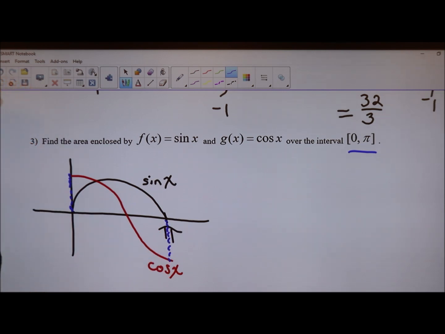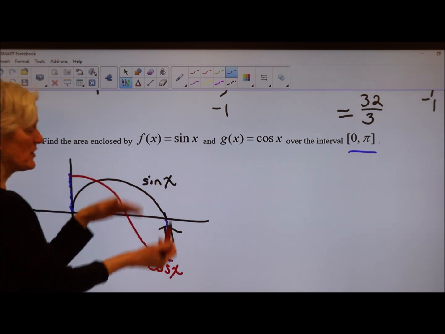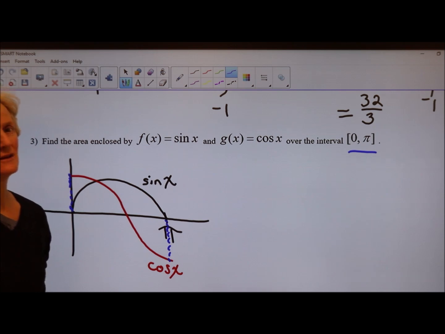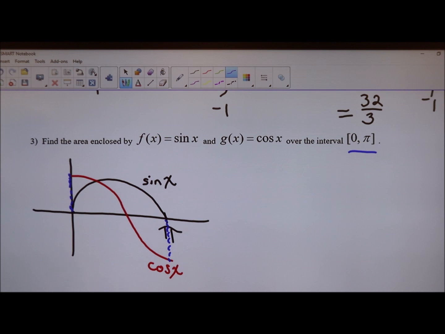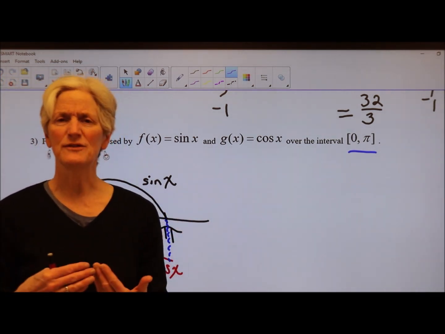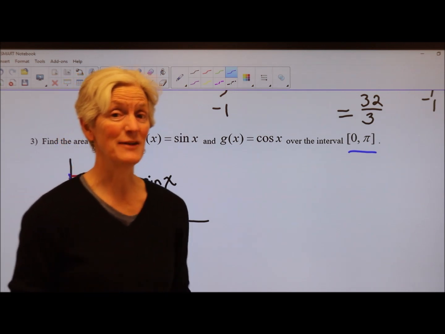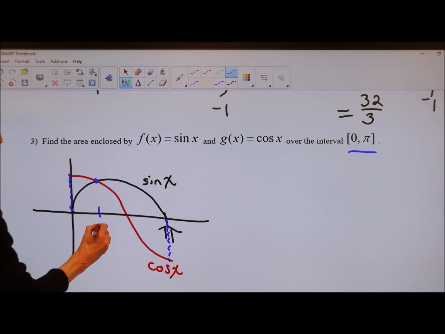I see that there are some times when the cosine function is the top function and the sine the bottom, and another time when the sine is the top function and the cosine is the bottom function. So we're going to have to set up 2 integrals, okay? So we do have to figure out when this transition piece happens. So let's think about this. When are cosine of x and sine of x equal to each other? That's right, 45 degrees, or in radian land, pi over 4.